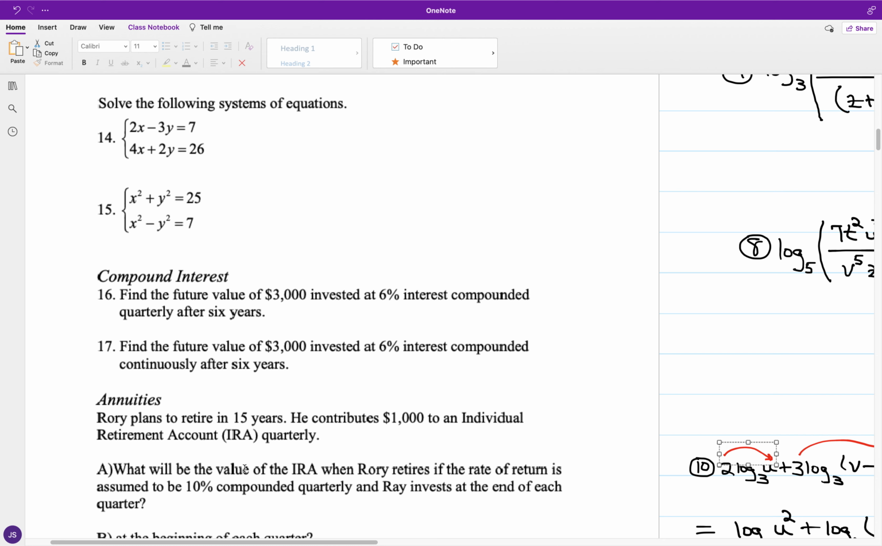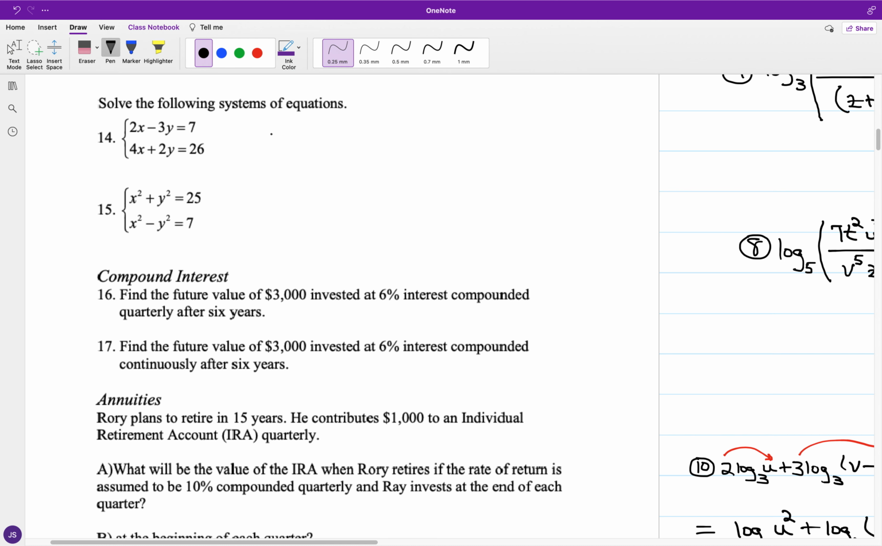And we have numbers 14 and 15. For 14 we have a linear system, 15 a non-linear. With 14, 2x minus 3y is equal to 7. And the second equation, 4x plus 2y equals 26.